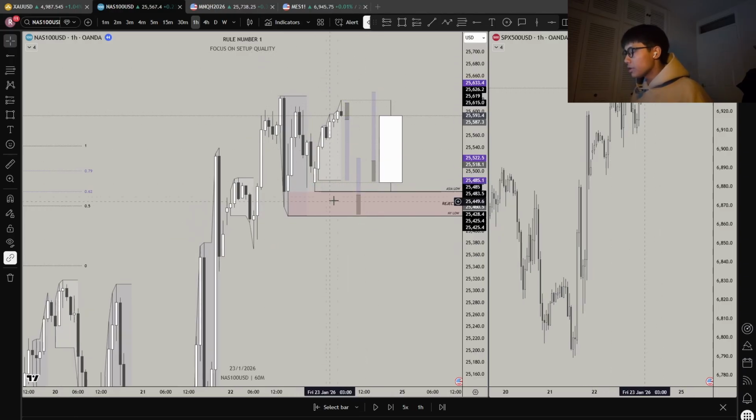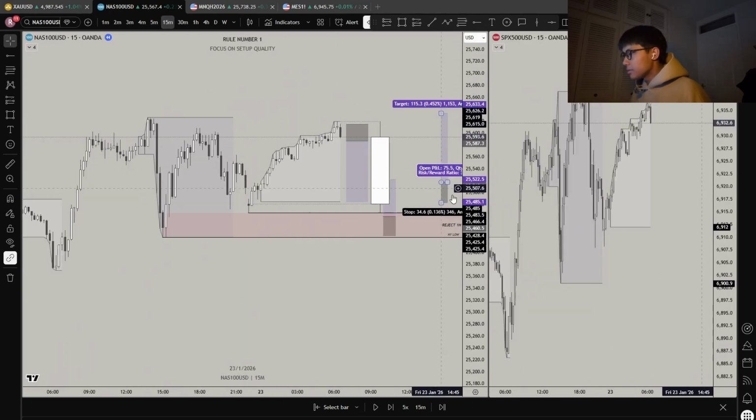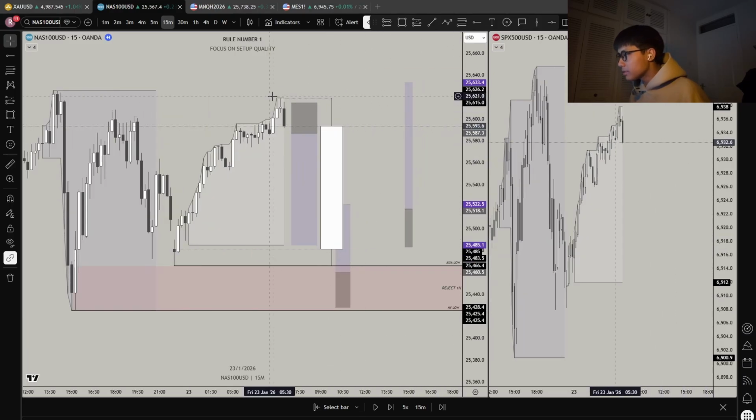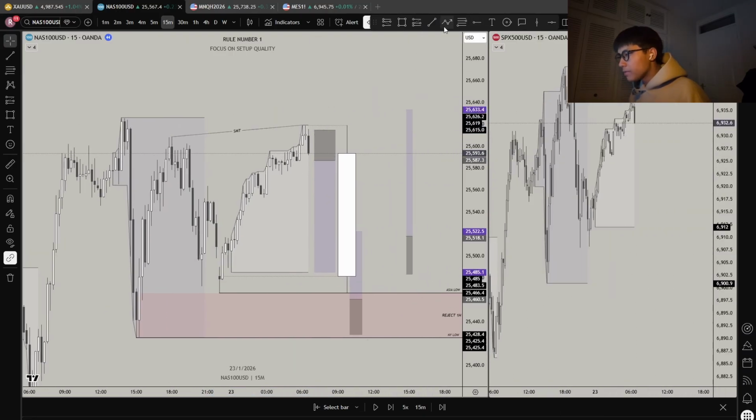So the draws on liquidity for this Asia session for me were these lows. In terms of the trade itself, during London pre-market, first of all we had this SMT, bullish SMT over here, and then we inversed this fair value gap straight away here.